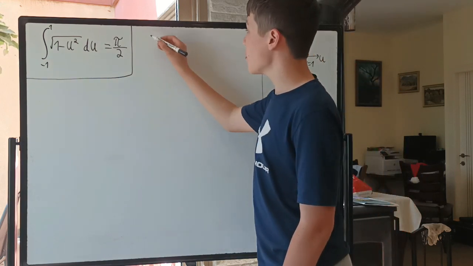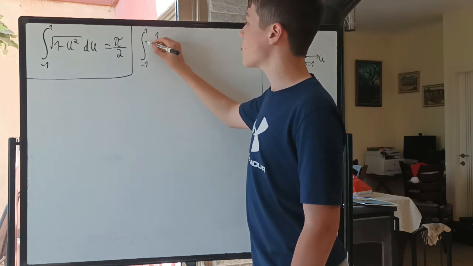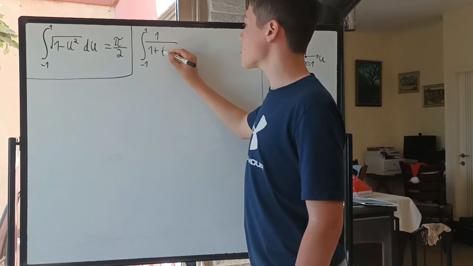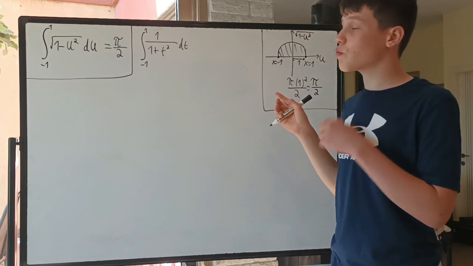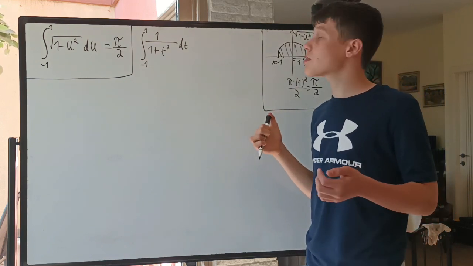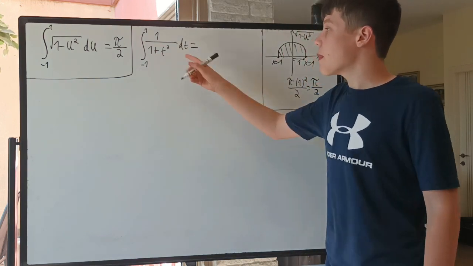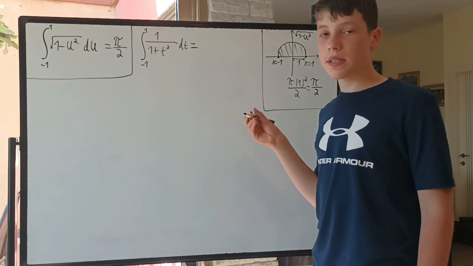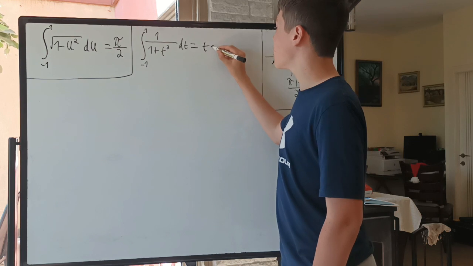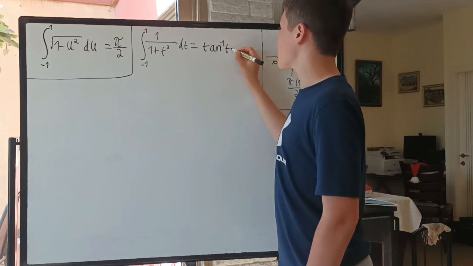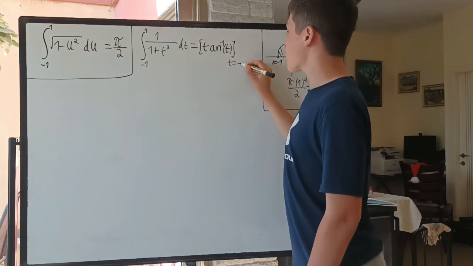And take another integral from -1 to 1, but this time of 1 over 1 plus t squared dt. Now this function's graph is not nice, like a circle or something, so we just have to directly evaluate this. The integral of 1 over 1 plus t squared is arctangent of t, so this is going to be the arctangent of t, where t goes from -1 to 1.